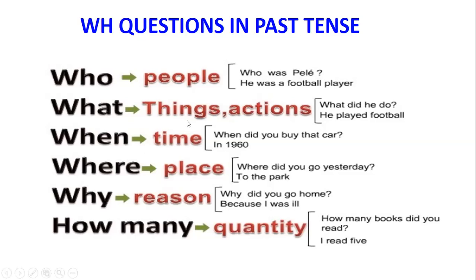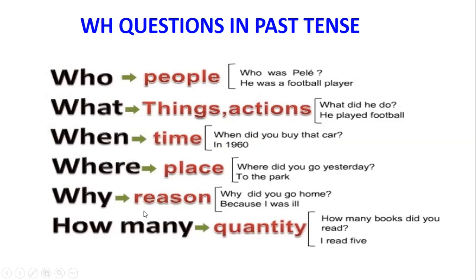When we use when, we're asking about time. When did you buy that car? In 1960, okay? When we use where, we're asking about a place. Where did you go yesterday? You can say to the park, or I went to the park. When we use why, we're asking for a reason. Why did you go home? Because I was ill. Ill is like sick, right? It's a synonym of sick.